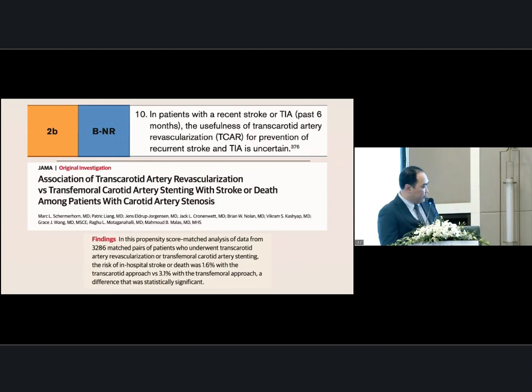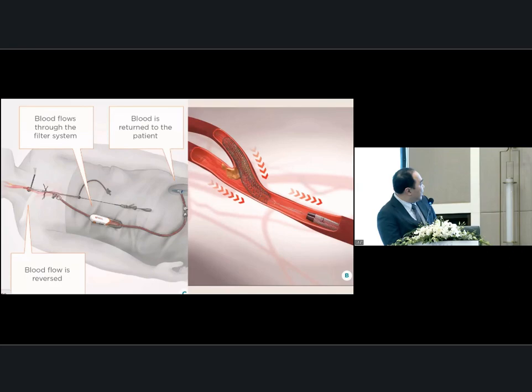What are we talking about? What is TCAR? Really, it avoids the arch problems. And because there's flow reversal, it reduces the ischemic infarcts or the embolic infarcts itself. They're waiting for this literature to be presented. So watch out for TCAR while we are talking about CEA and CAS.